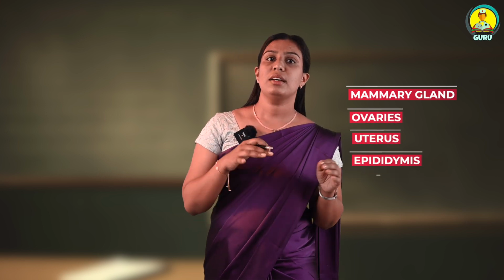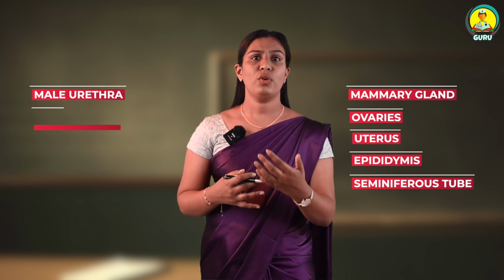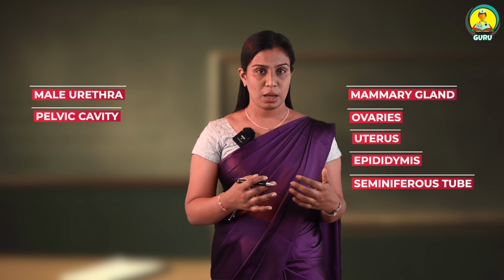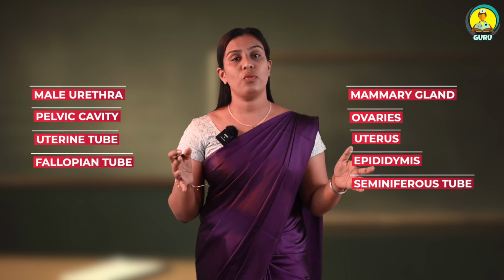Let's check which are the important questions in reproductive system. Structure of male reproductive system and the structure of female reproductive system are very important. Other than that, mammary gland, structure of mammary gland, ovaries, uterus, epididymis, seminiferous tubule, male urethra. Then name 4 structures of pelvic cavity, name the parts of uterine tube, fallopian tube are also very important.